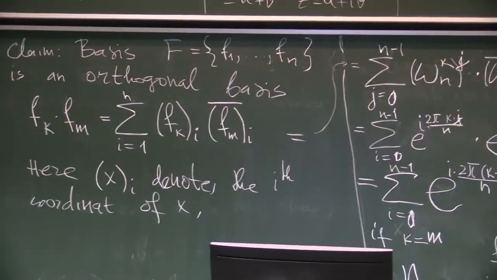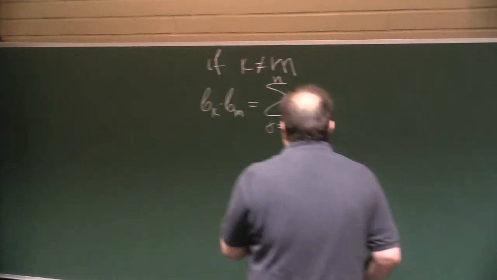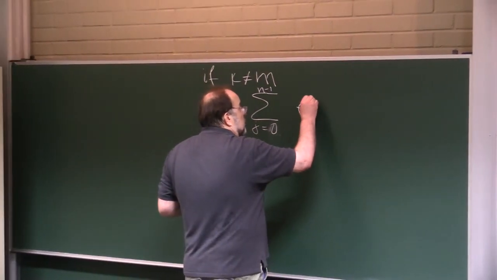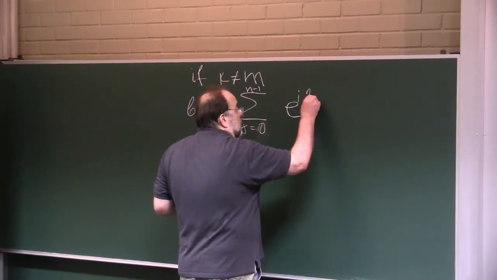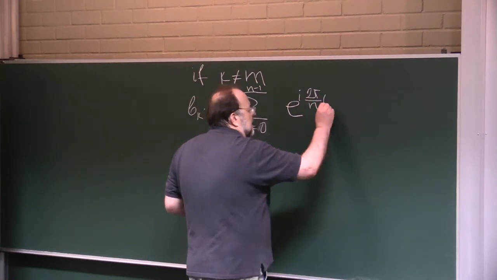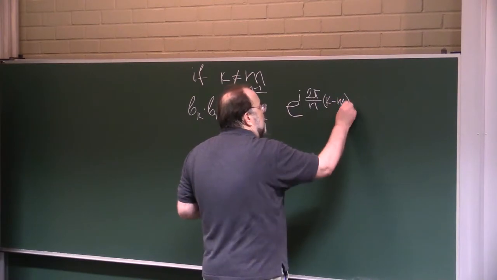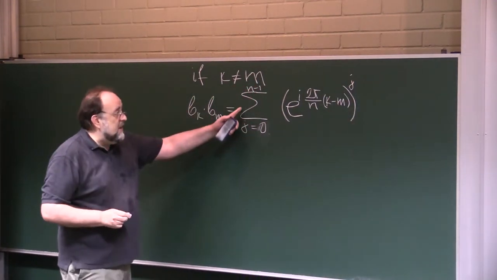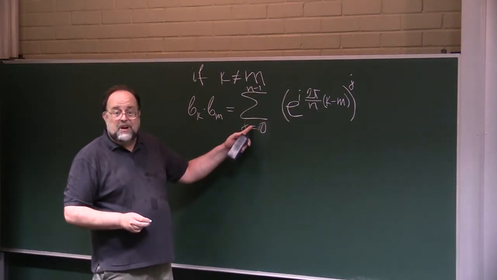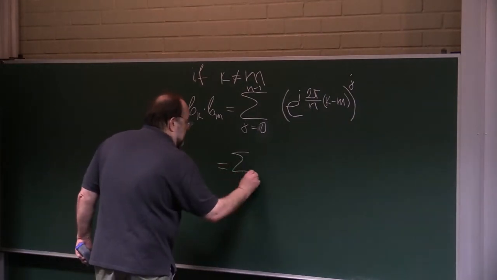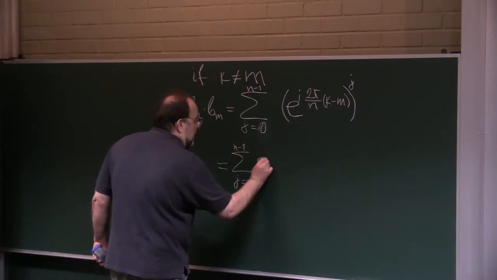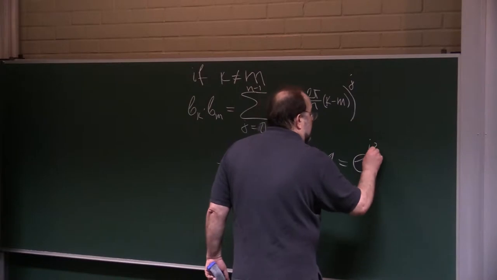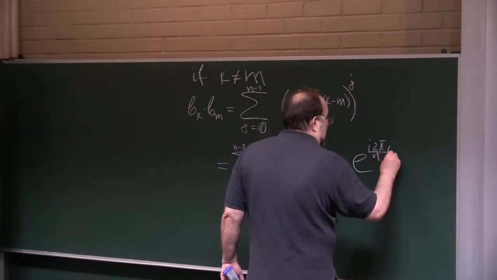Okay, so this is equal to the sum, j from 0 to n minus 1, and this I can write as follows: e to the i times 2 pi divided by n times k minus m, and then this to the power j. And you can see this is simply a sum of a geometric progression. So this is the sum j from 0 to n minus 1 of q to the j for q equal to e to the i 2 pi over n times k minus m.